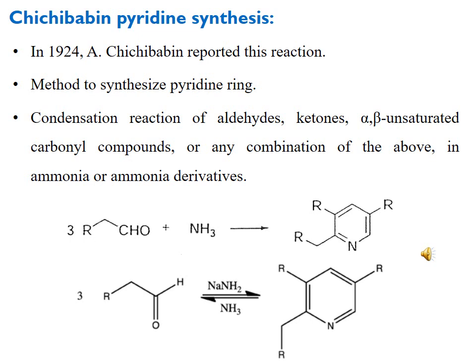You can see the overall reaction. First, three molecules of aldehyde react with ammonia to form pyridine, and you can see the different substituents present in the pyridine ring are at the 2 position, 3 position and 5 position. A 2, 3, 5 tri-substituted pyridine ring is produced in this reaction, and the reaction can be carried out through the use of only ammonia or through the use of sodium amide and ammonia, and we get the product.